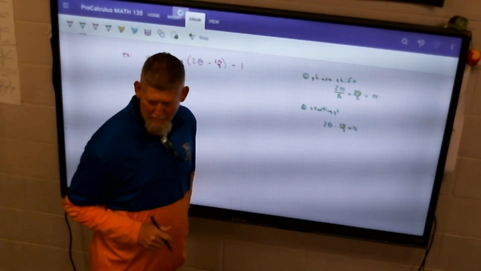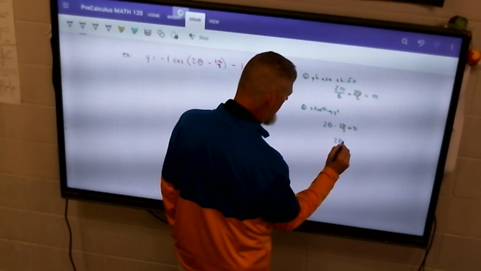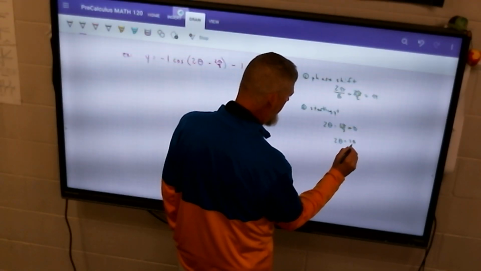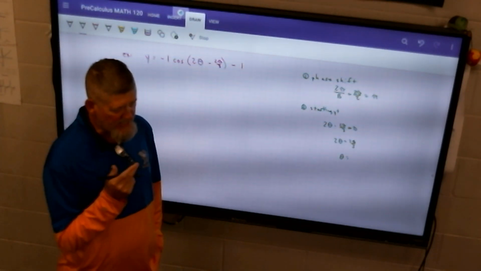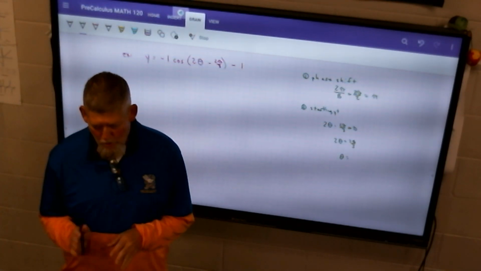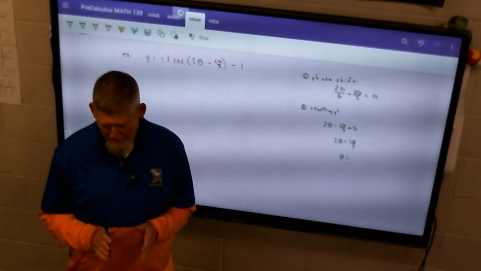This is why I did this one. It makes it a little more difficult, because I end up with 2 theta equals 2 pi over 3, divided by 2. Now, if you think about that for just a second, if I have 2/3 and I divide it in half, how much do I have?